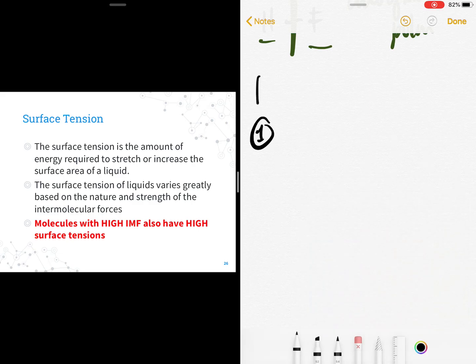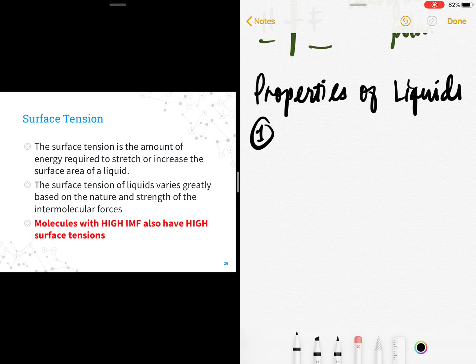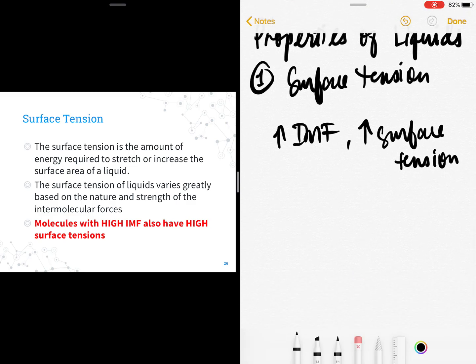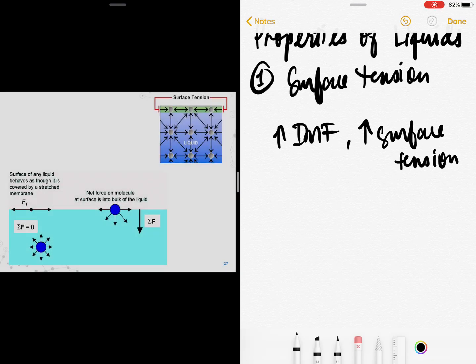So, molecules with high IMF also have high surface tension. So, let's write here properties of liquids. So, under surface tension, if the intermolecular forces are high or strong, the surface tension is also high. So, directly proportional yung kanilang relationship. So, it's good that you actually make a summary like this para hindi kayo nalilito during exam.